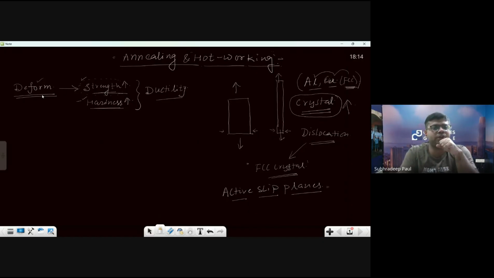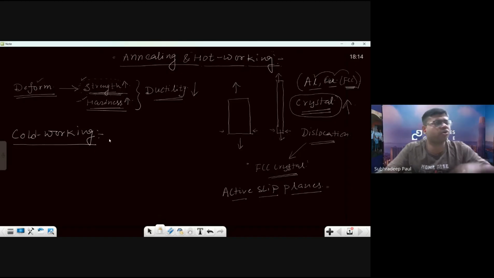But our point was that as we deform a particular material, the strength and the hardness of the material increase, but at the cost of a decrease in ductility. This is a general observation. Now, first and foremost, let us understand what cold working is. What is meant by cold working?